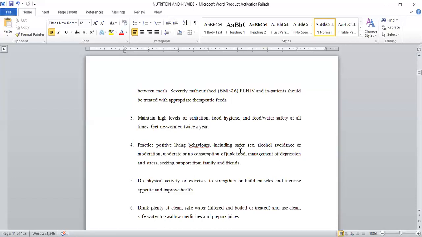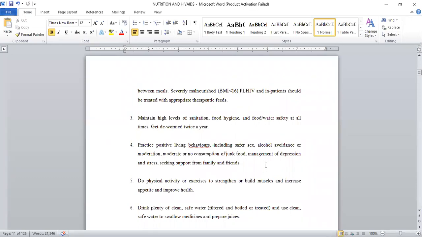Then number 4 is practice positive living behavior, including safe sex, alcohol avoidance or moderation, no consumption of junk foods, management of depression and stress, and seeking support from family and friends. This is about the positive living behavior. You need to ensure that this person is living a normal life, and there is nothing special for them.